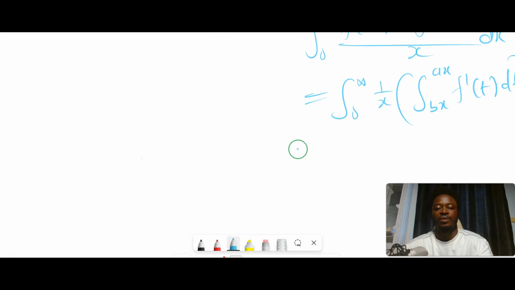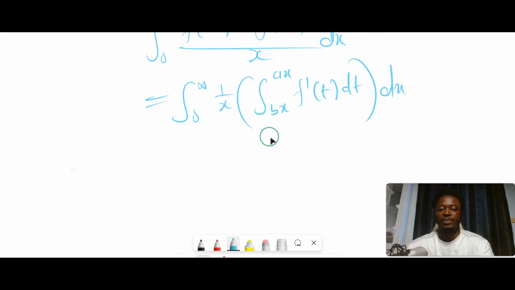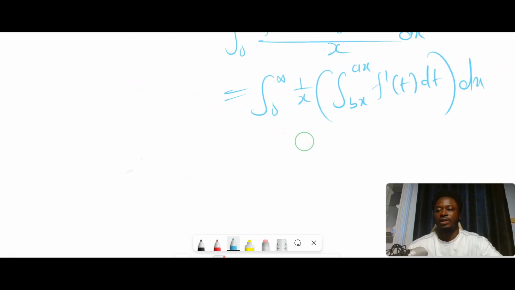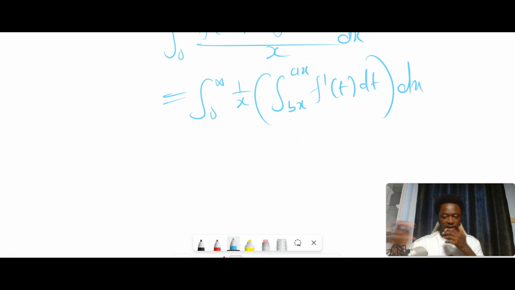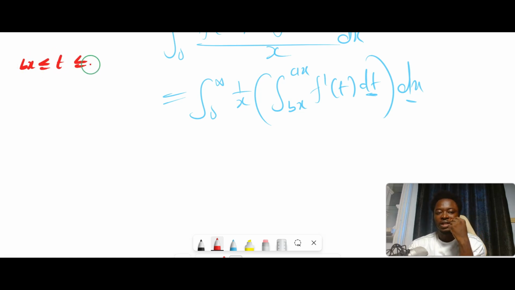So you could combine them obviously, but what we want to do here now is swap the region of integration. Instead of doing the t, we want to work out the x. Now if I do that, what is the range of t? The range of t is that bx is less than or equal to t, which is less than or equal to ax. So that is where t ranges.